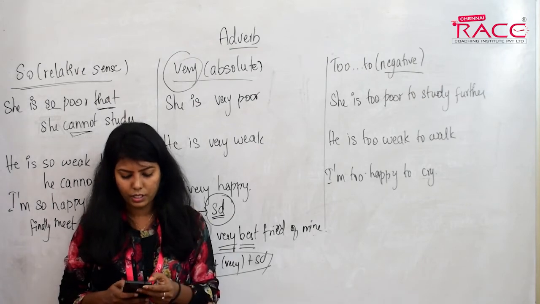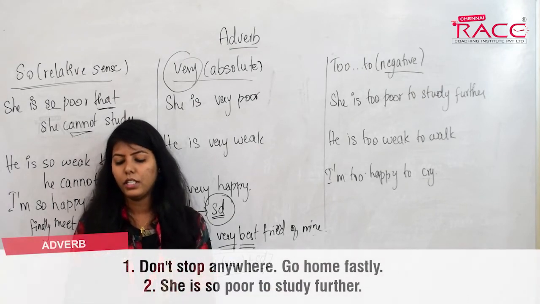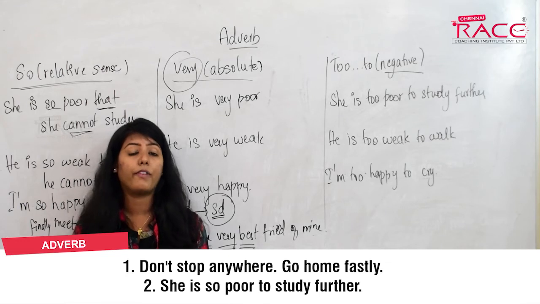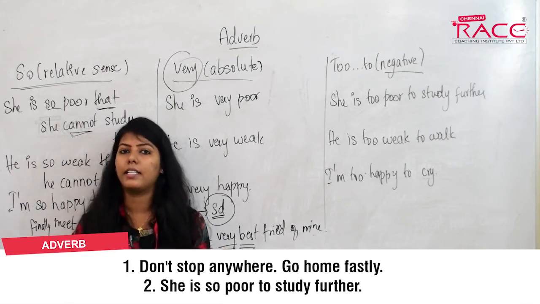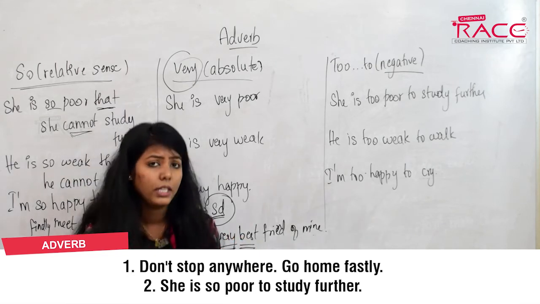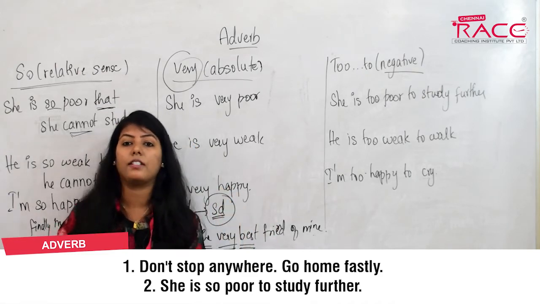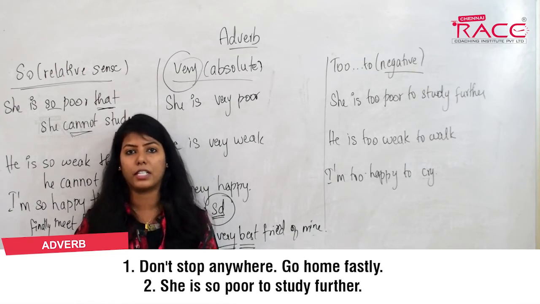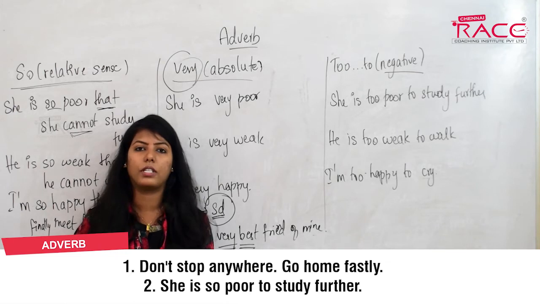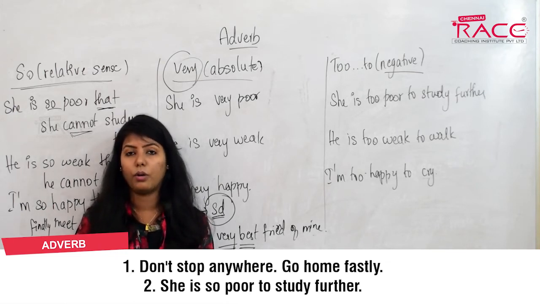Let me take out the questions. See guys, the first question: don't stop anywhere, go home fastly. Fastly is a word that does not exist. There is no word as fastly. I told you there are some words which have the same form for adverb as well as for adjective. Fast is used as an adverb, and it is also used as an adjective. Here fastly is wrong; it must be replaced by fast. Fast is the most appropriate one.